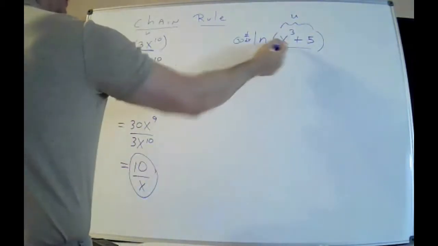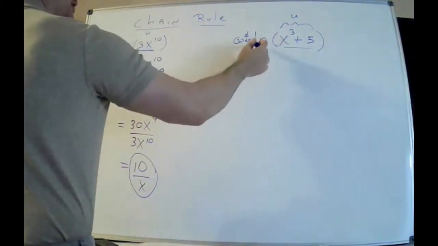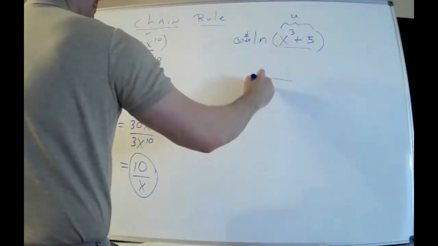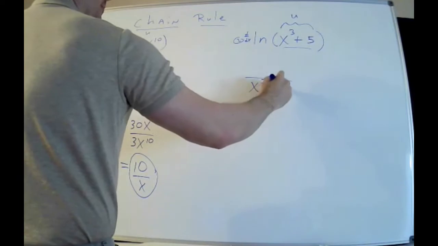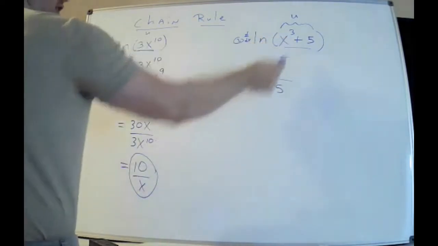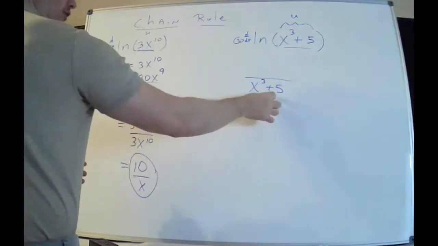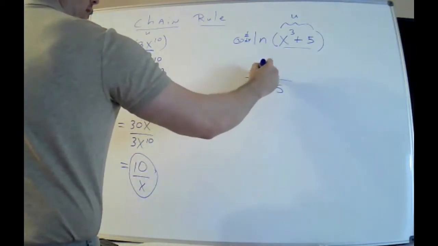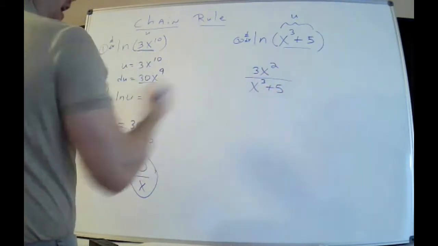I know the derivative of this is 3x squared. So the derivative of ln u is u on the bottom. So write the u here on the bottom. Then take its derivative and put it above. This derivative is 3x squared. And what about the plus 5? Well, the plus 5 is a constant.